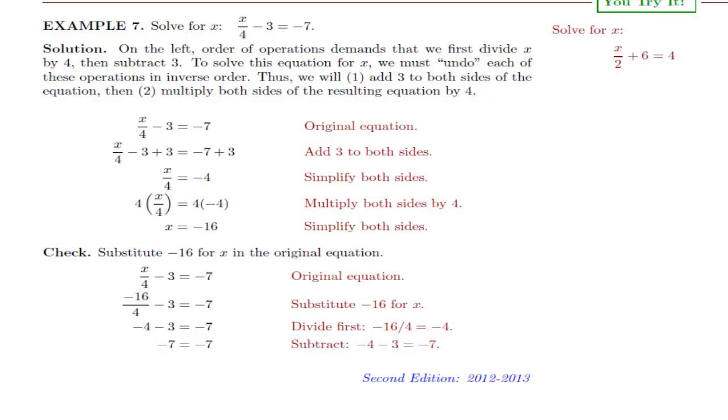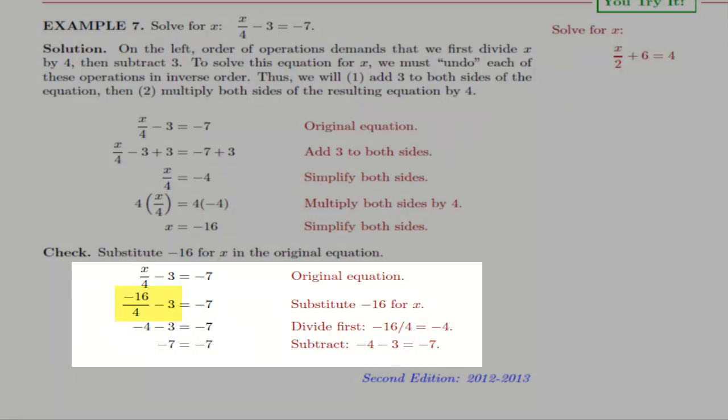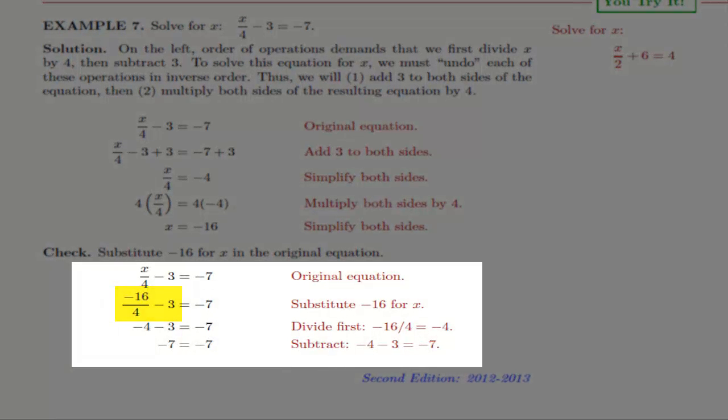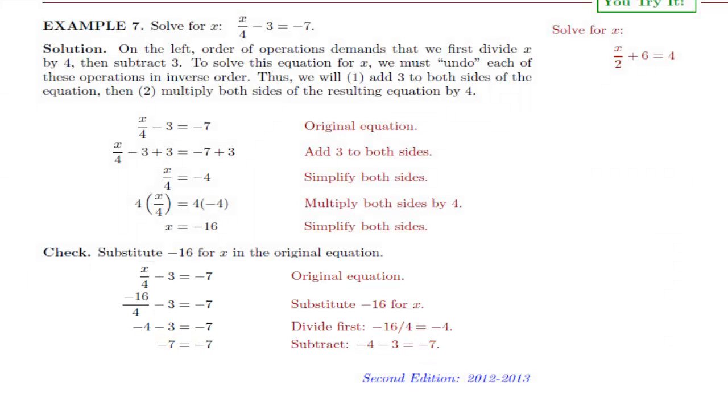Now we'll check by substituting negative 16 for x in the original equation. So we get negative 16 divided by 4 minus 3 equals negative 4 minus 3, which equals negative 7. Since the resulting equation is a true statement, then negative 16 is indeed a true solution of the equation.